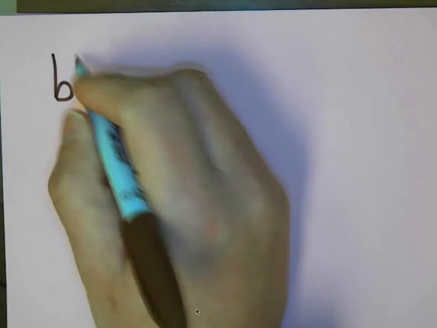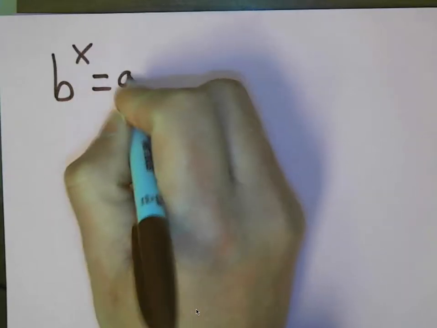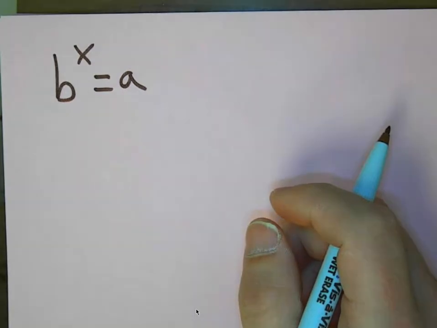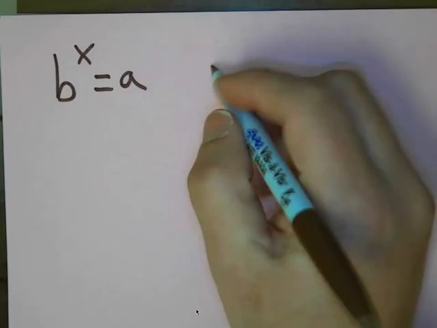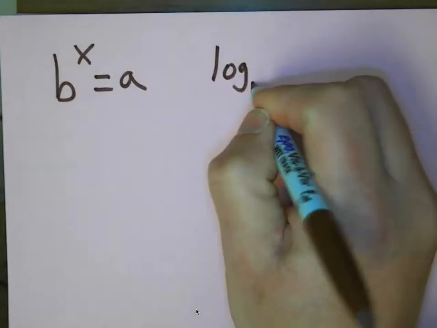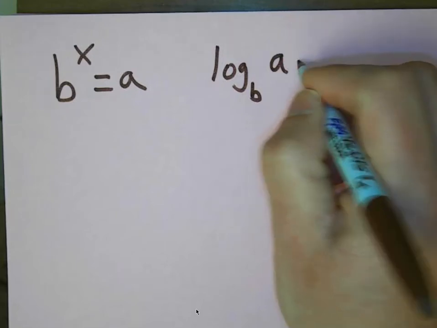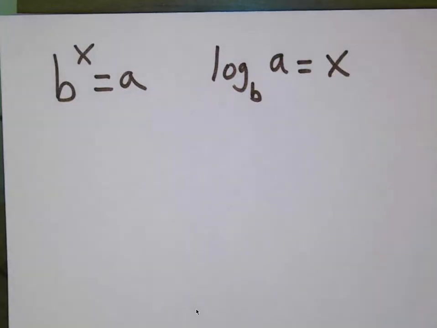Okay, today what I want to talk about is what is a logarithm. A logarithm is just another fancy way of writing an exponent. So if I had b to the x equals a, the base of this exponent is b, right? So how do you write it as a log? You're going to say log base b of a equals x. That's how you write it.